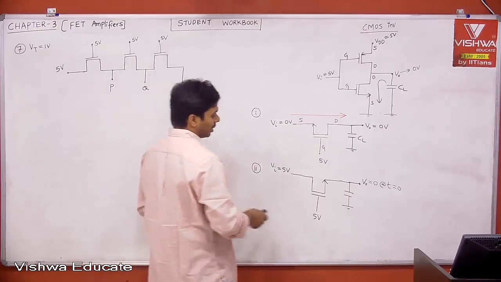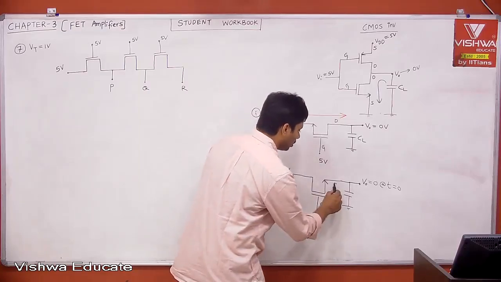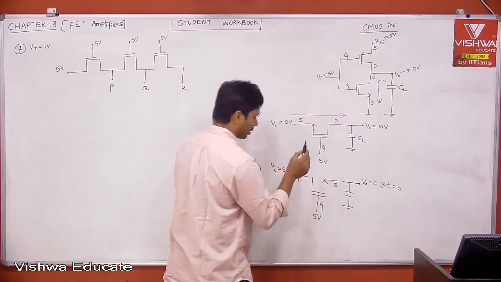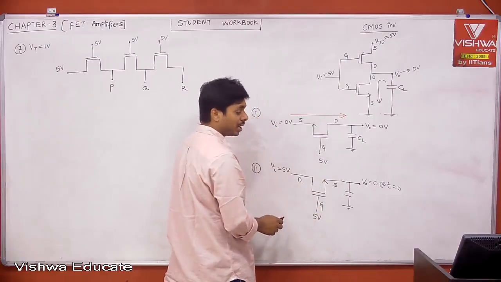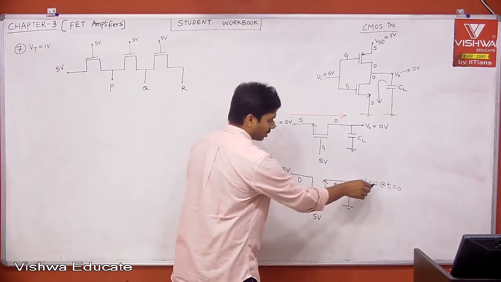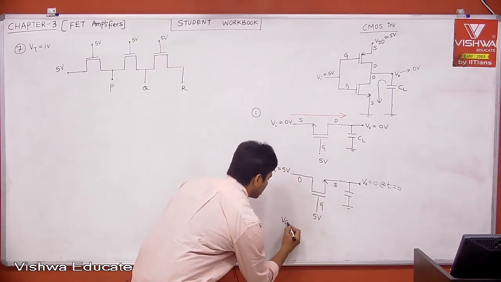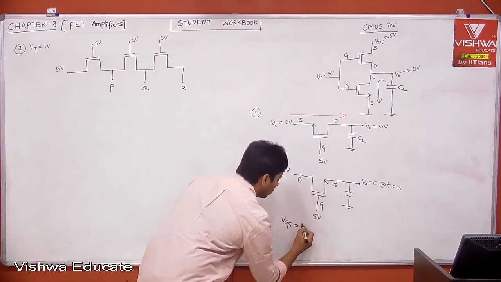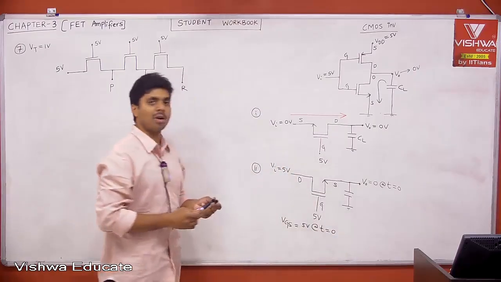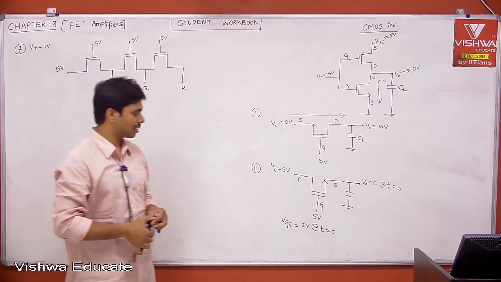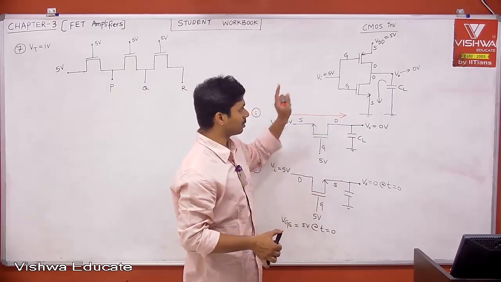Now tell me what is the gate to source voltage. Now this is gate, this is source, this is drain, because this is the input now. Therefore, source is 0, then what is VGS? VGS is equal to 5 minus 0, 5 volt at time t is equal to 0. Then can I say our MOSFET is conducting? Yes, because the channel is formed, because VGS is greater than or equal to VT. Let us say VT is equal to 1 volt.